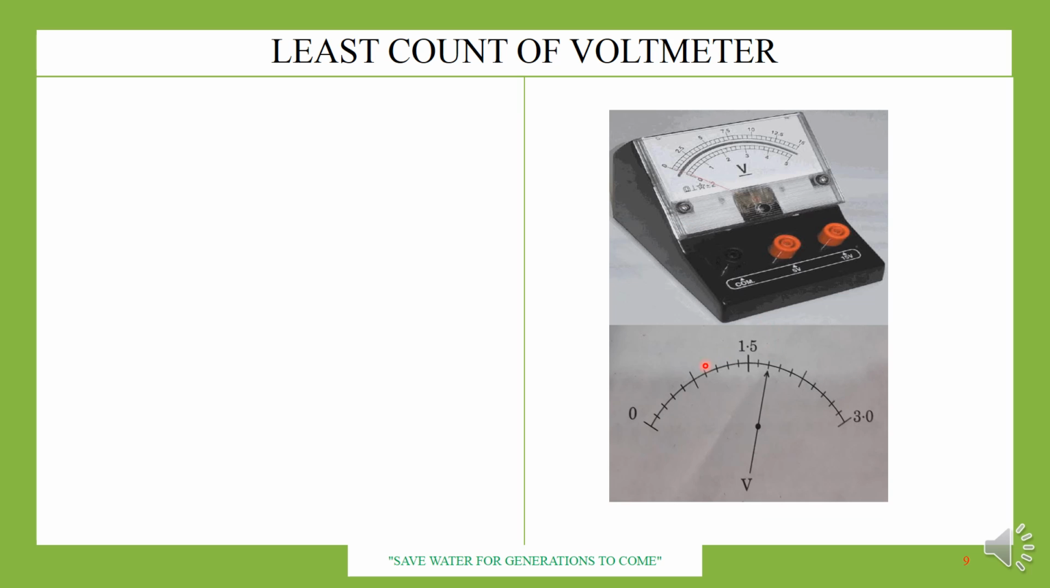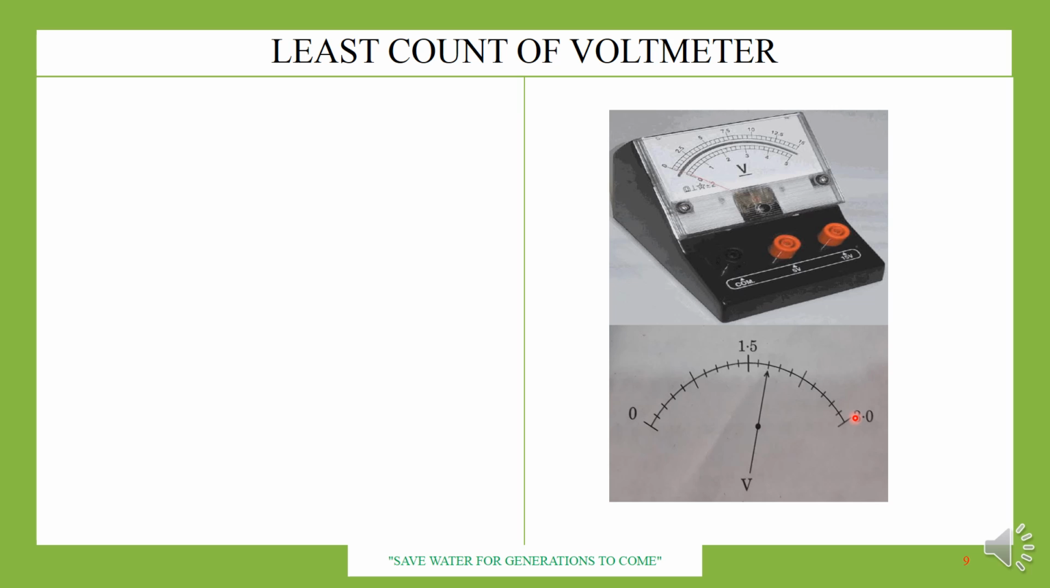Now this is a scale of a voltmeter. And what is the range here? Yes, the range is here. It's starting from 0 and it is 3. So what is the range? The range means between this range word.